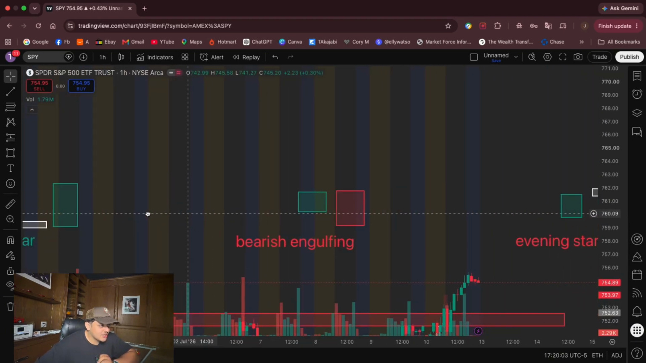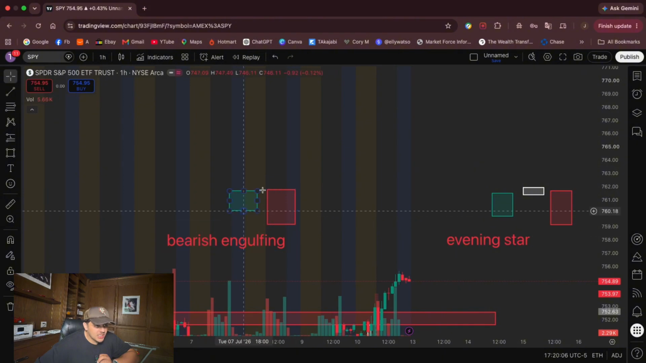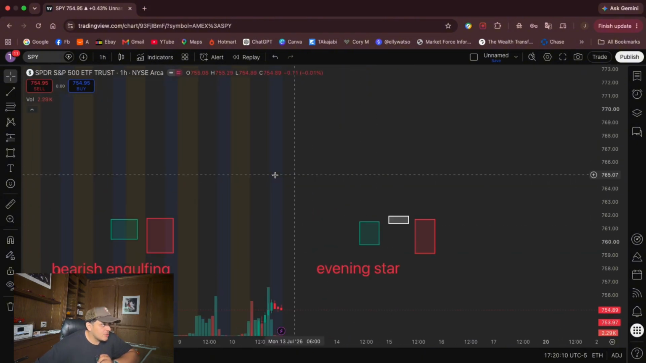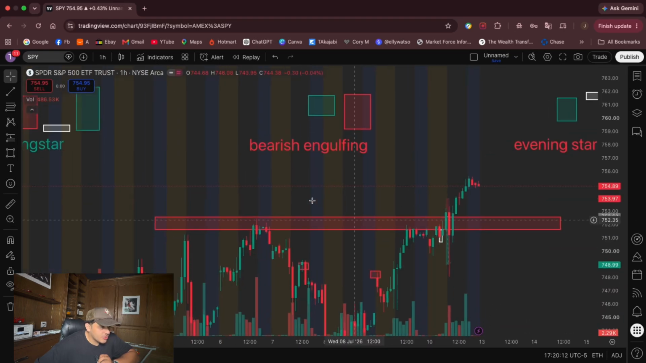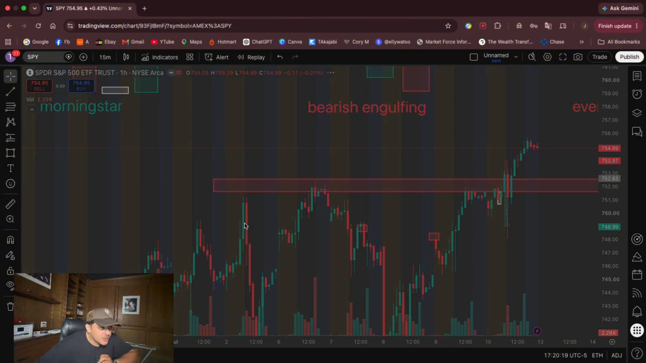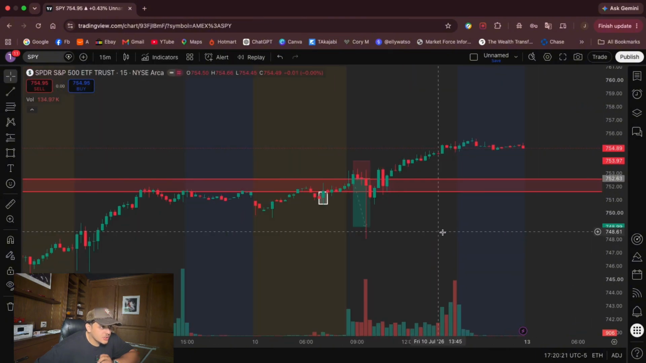It's the same exact thing: bearish engulfing and an evening star, so the opposite of a morning star. So what do I mean by this? Let's go to the hourly time frame, which we're already on. Actually, let's go to 15 minute, because I'm almost positive this was one of my trades.